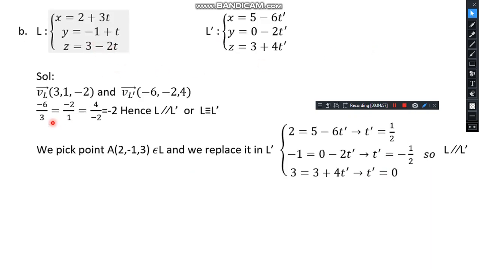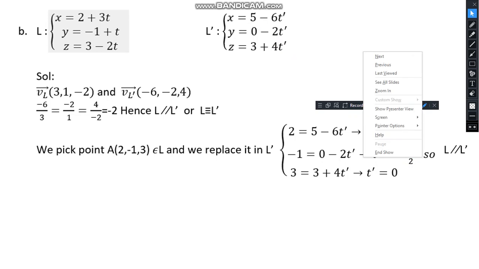If you take this one, you can see -6 over 3, -2 over 1 and 4 over -2 are equal to -2. They are parallel or coincide. You can pick the point (2, -1, 3) and replace it here. You can see that the t's that we have are not equal, are not the same. So this point that you have in the first line is not in the second. So it means they are parallel.